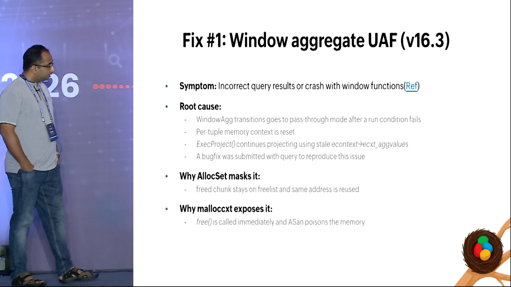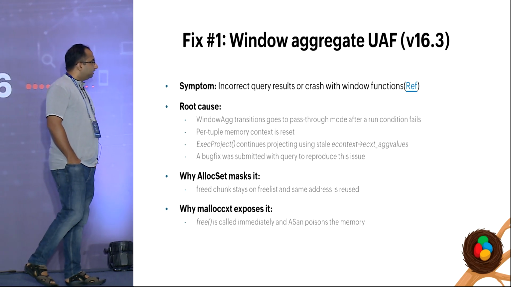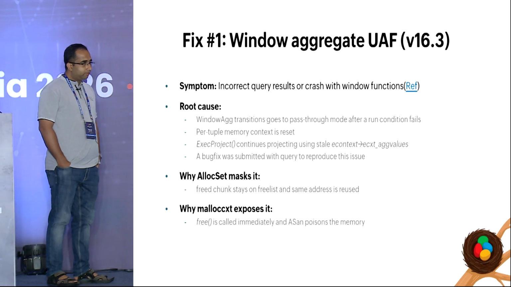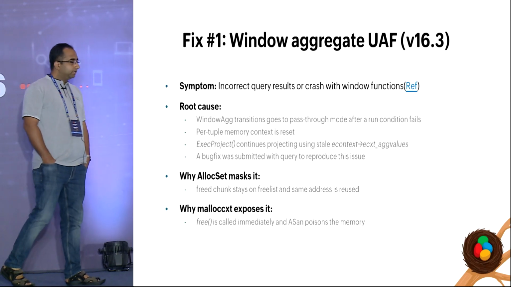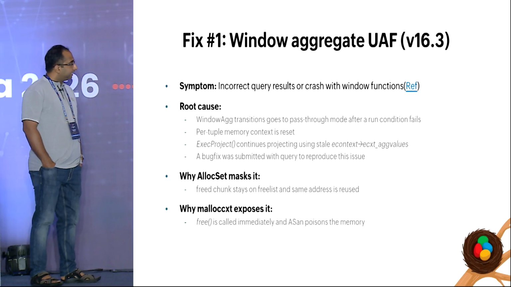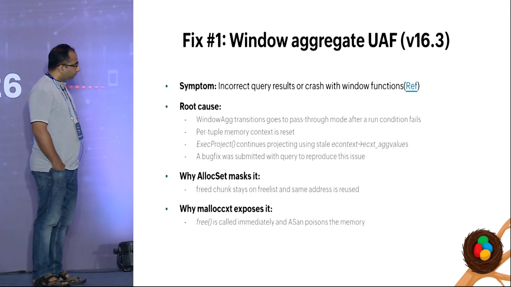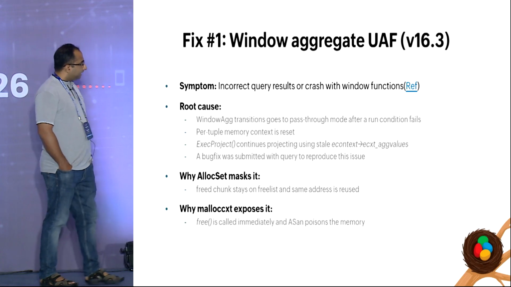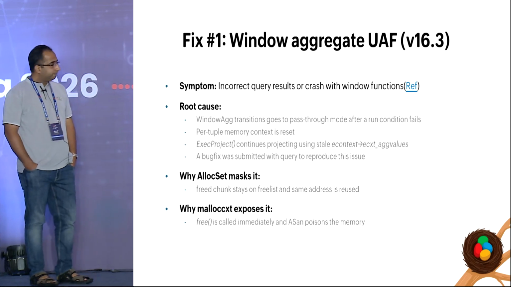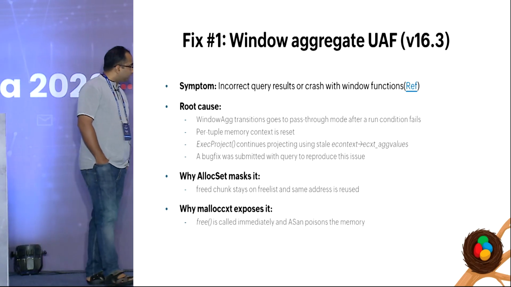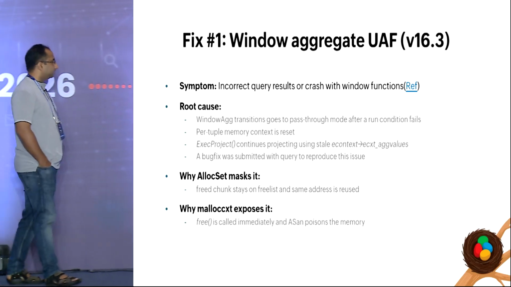In this case, what happened was window aggregate transition, where you actually compute the transition, has a pass-through mode. So if the run condition fails, you reset the per-tuple context. The reset basically pushed your pointer into the free list, and the subsequent exec project tried to work on top of the same memory. So we were able to crash the system with a query, and this bug was fixed upstream.